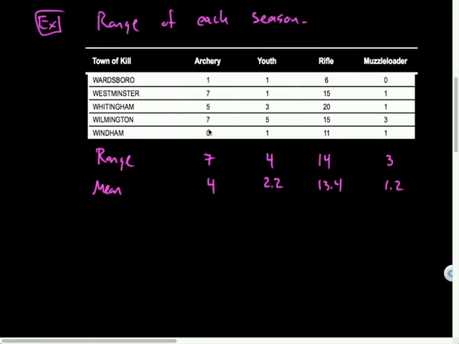Let's say I added some more data, 3 other towns, and let's say they had 7. That's a terrible color. 7, 7, and 7 were their values. The range would remain unchanged, right? Because 7 minus 0 is still 7, but the mean would have been increased. Because all of these were bigger than the current mean, they would have brought it up.